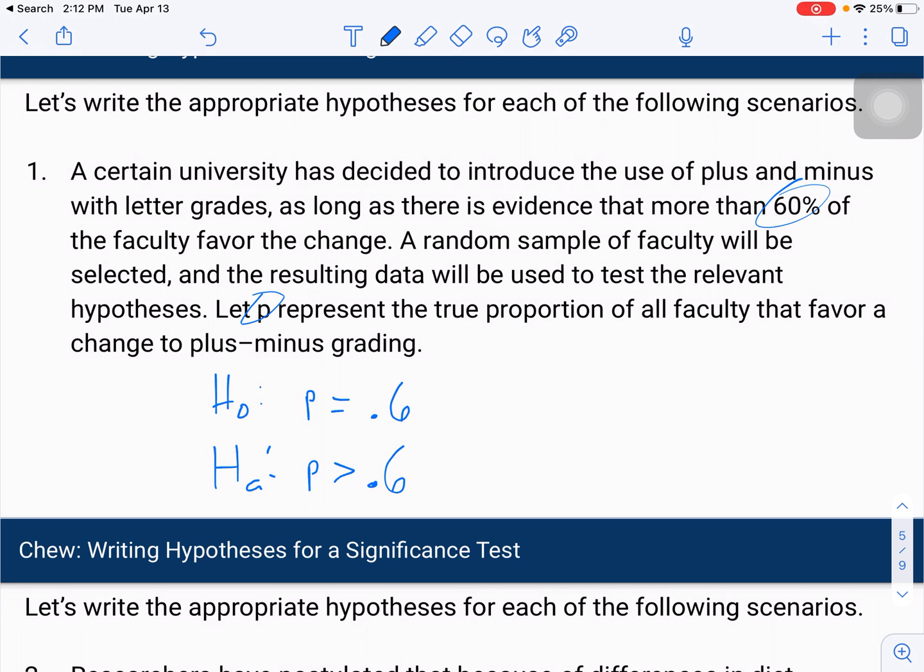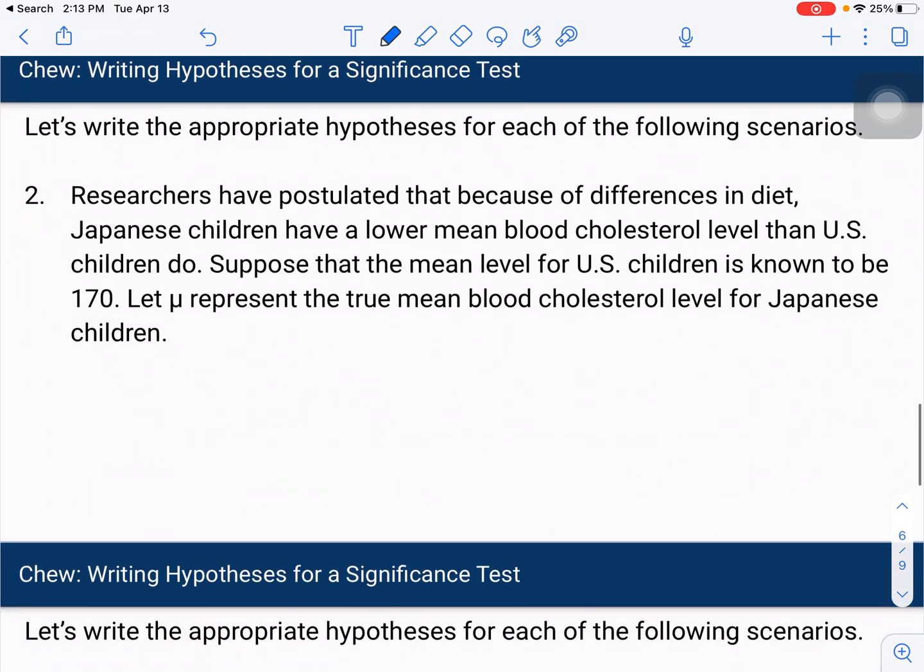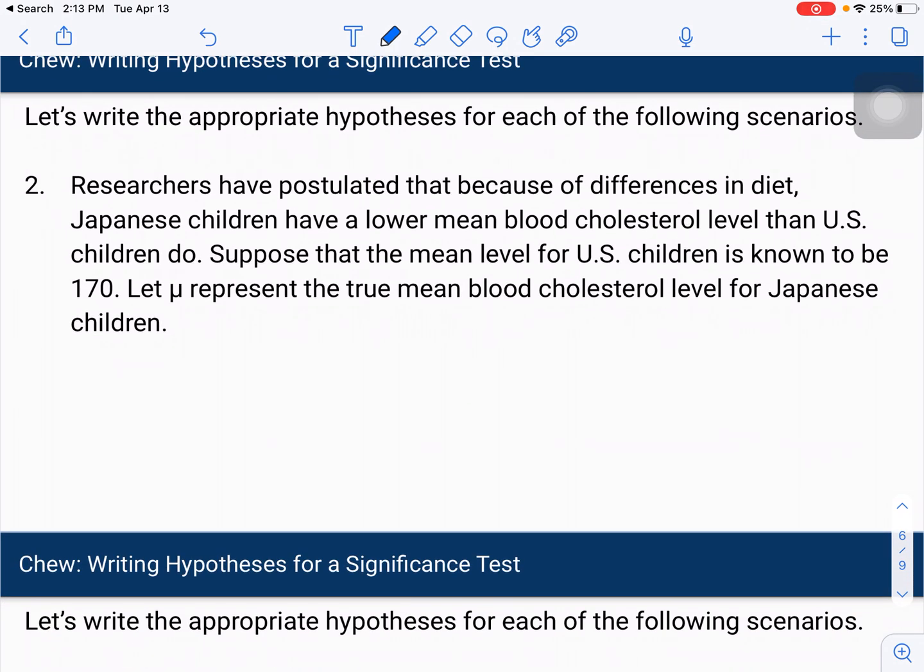All right, so hopefully you got that one right. We'll move to our second one. Number 2. Researchers have postulated that because of differences in diet, Japanese children have a lower mean blood cholesterol level than U.S. children do. Suppose that the mean level for U.S. children is known to be 170. Let mu represent the true mean blood cholesterol level for Japanese children.